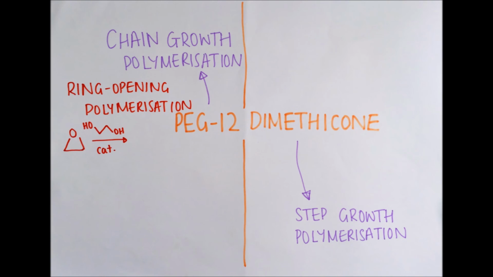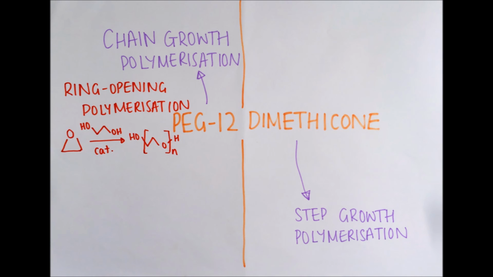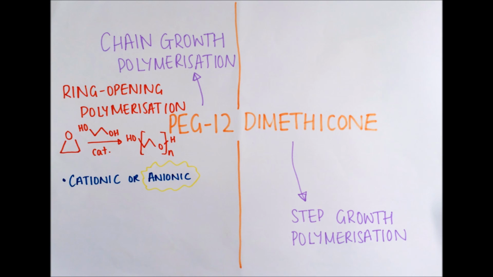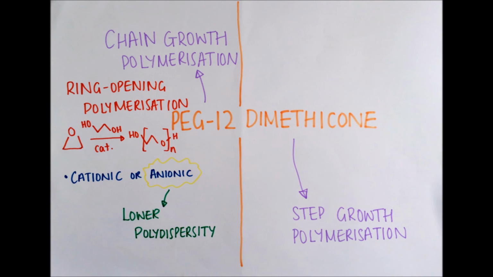Polyethylene glycol is formed by the ring opening polymerization of ethylene oxide. The initiator can be either water or ethylene glycol, and the catalyst can be either acidic or basic. The polymerization can be cationic or anionic depending on the catalyst. The anionic mechanism is preferred because the PEG formed has a lower polydispersity. This means there's a smaller variation in the polymer length and weight, which is favourable.